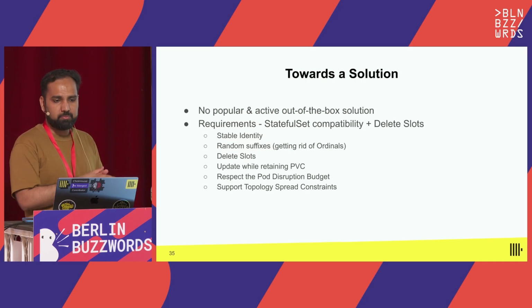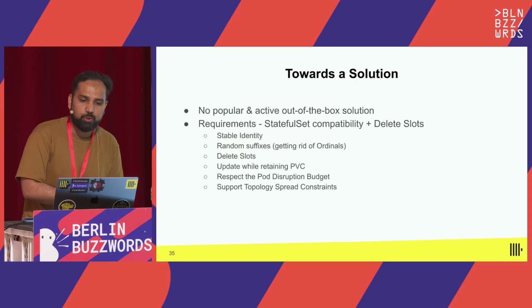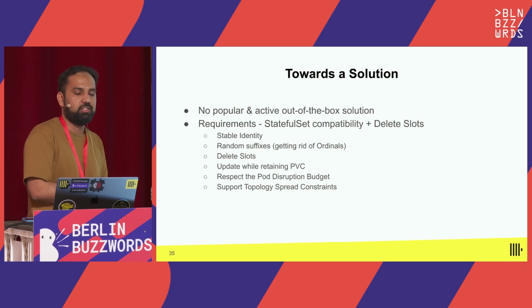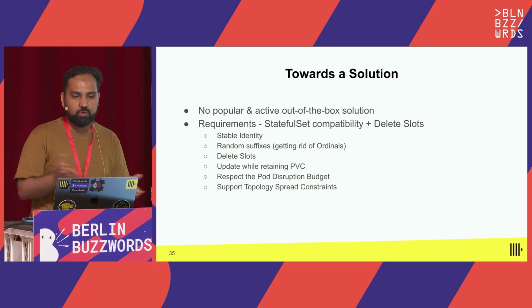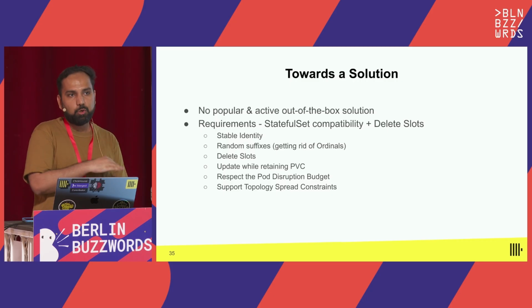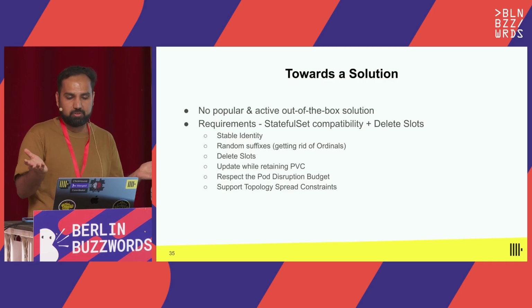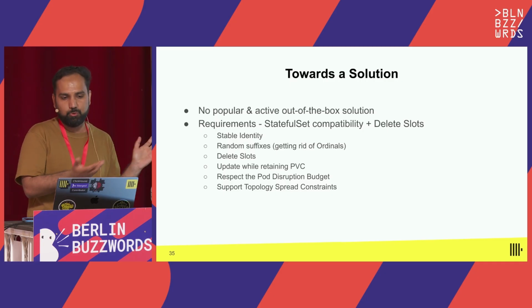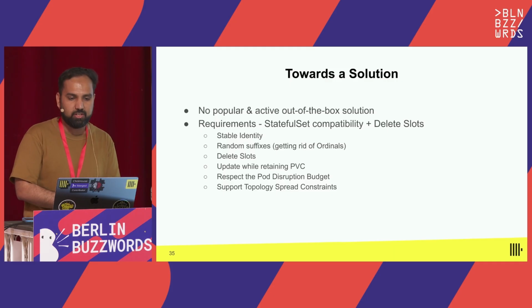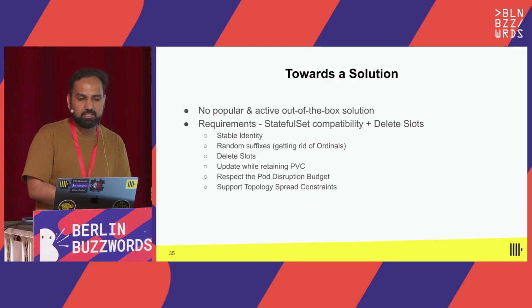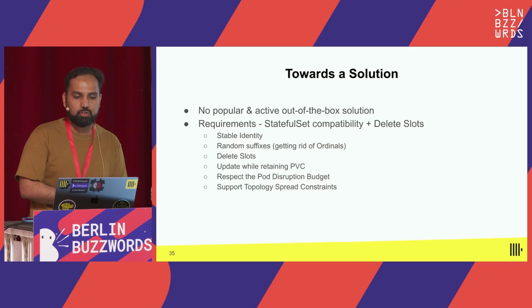So the problem set at this point is pretty clear. You want something like a StatefulSet, but you also want the flexibility of breaking arbitrary replicas. You want stable identity, and you don't want ordinals, right? Because ordinals are bad. So we decided to just use random suffixes, like a deployment would. Delete slots are something that you need. We need to think about topology, spread constraints, PDBs, all those things.